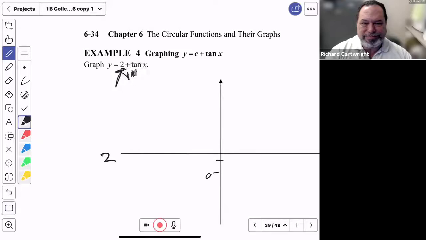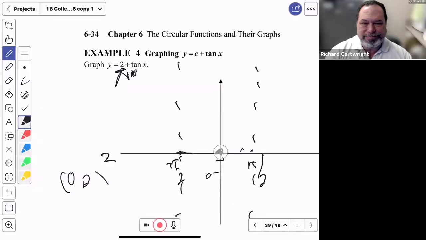I just need a tangent graph. Asymptote. Instead of 0, 0, it's going to be 0, 2. 0, 2 will be the center. And it was a pi, this distance is pi. So that's still a pi over 2. This is still a negative pi over 2. And tangent rises or falls?